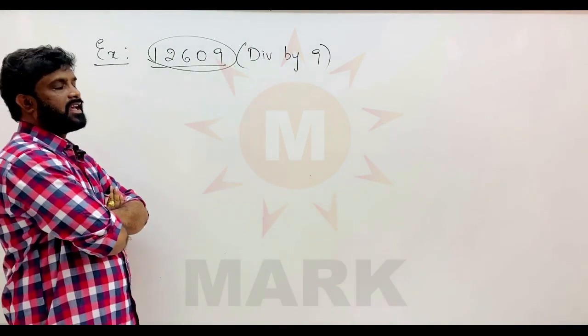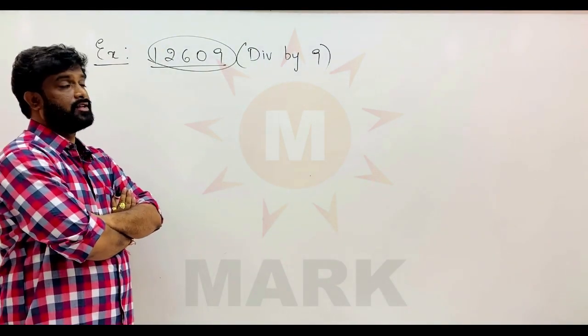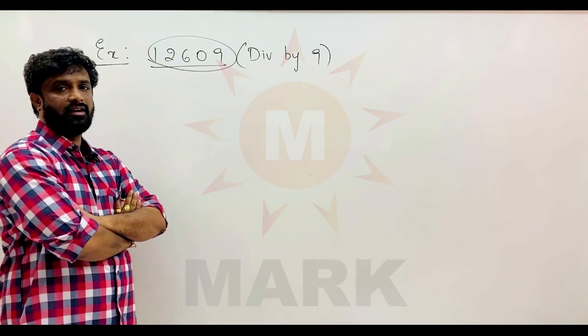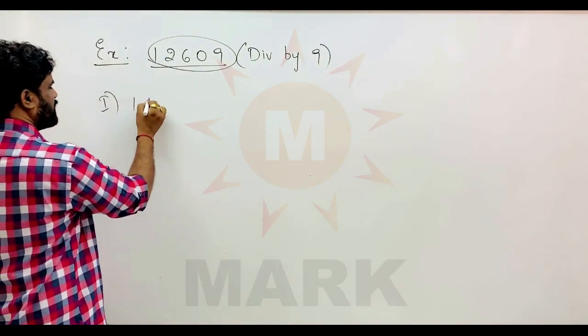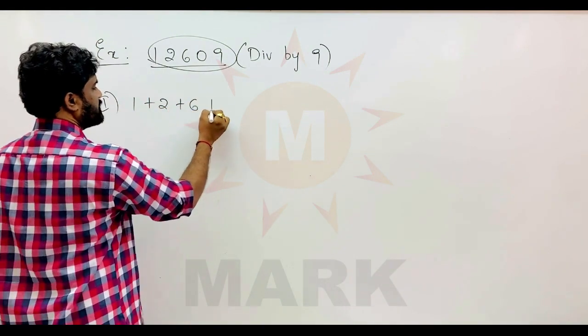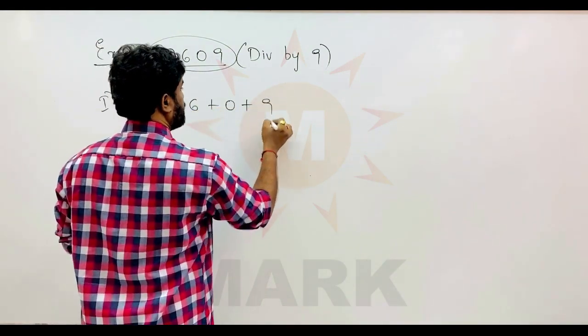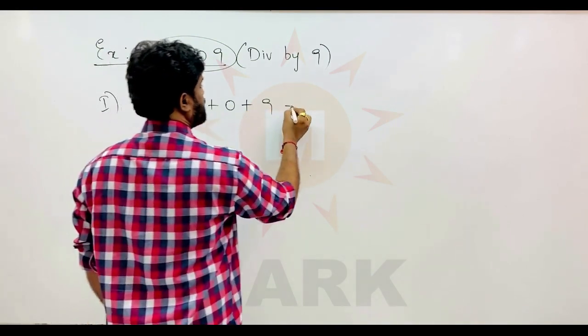Now friends, I have taken the same number, 12609, to check the divisibility rule for 9. First one is the sum of the digits method. Method 1 is sum of the digits: 1 plus 2 plus 6 plus 0 plus 9 is 18.